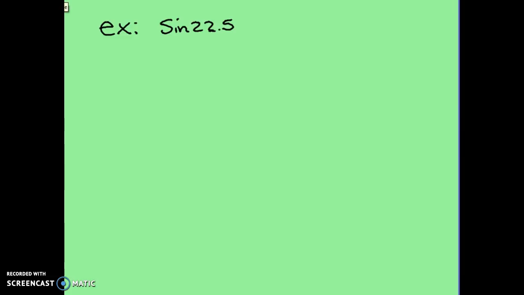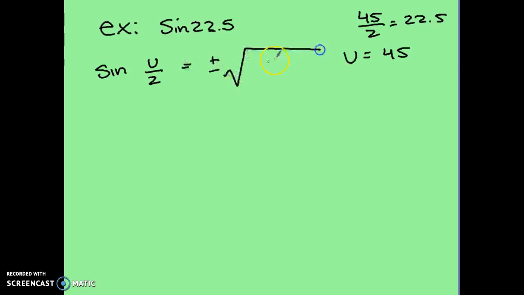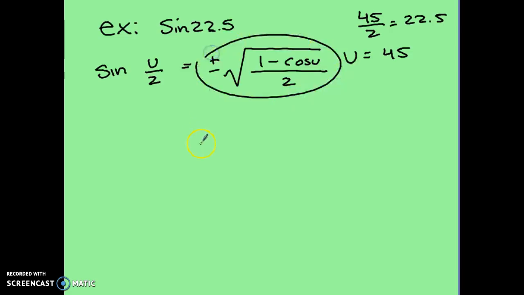So sine of 22.5, so 22.5 is half of 45. So my u is 45. So I'm going to start by writing down the formula. Okay, and my u is 45, so I'm just going to plug that in everywhere I see it into this guy right here. And like I said, I'm not going to write the plus or minus. That's just determined by what quadrant it's in. This doesn't say what quadrant it's in, so I'm not going to worry about it. So cosine of 45 over 2.